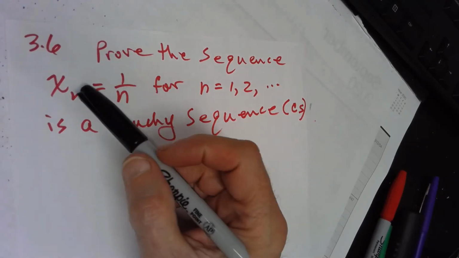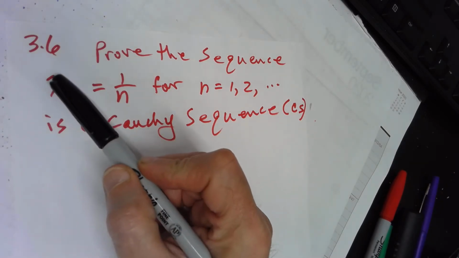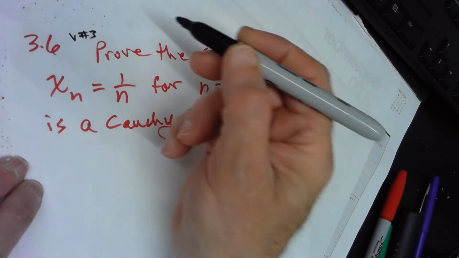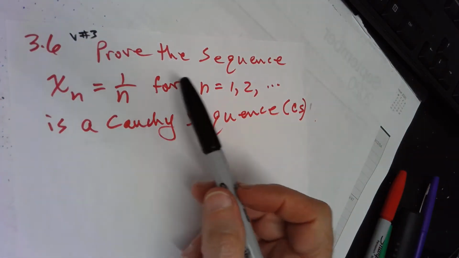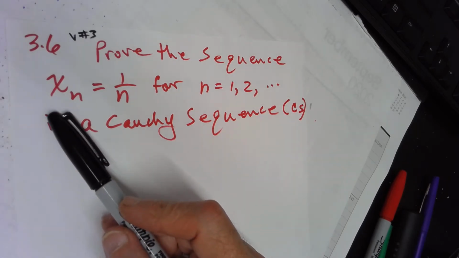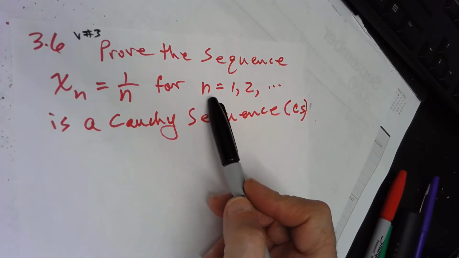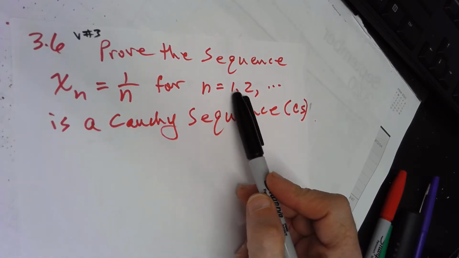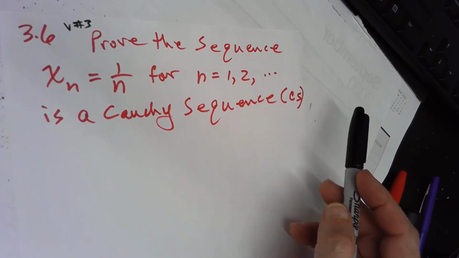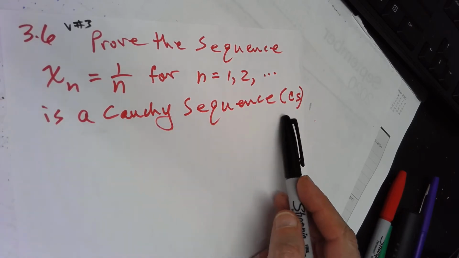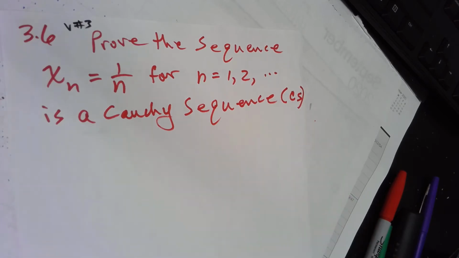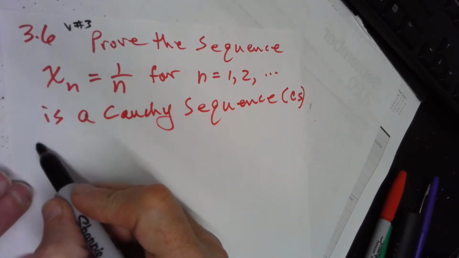Okay, we're continuing on with lesson 3.6, and this is video 3. We want to prove the sequence x sub n equals 1 over n, for n equaling 1, 2, and so on, continues on. It's an infinite sequence. Is a Cauchy sequence, and we'll abbreviate Cauchy sequence as CS. So here's our proof.